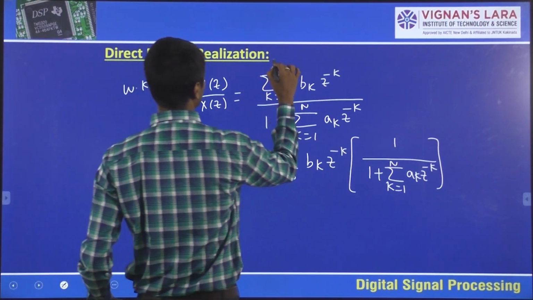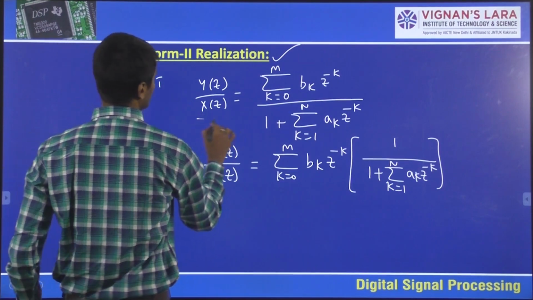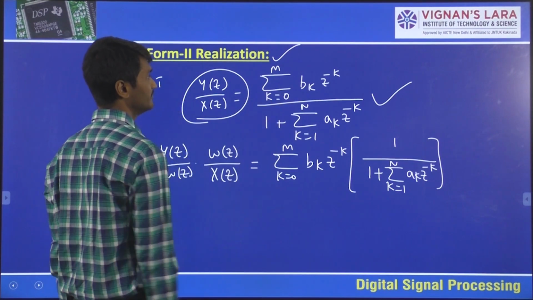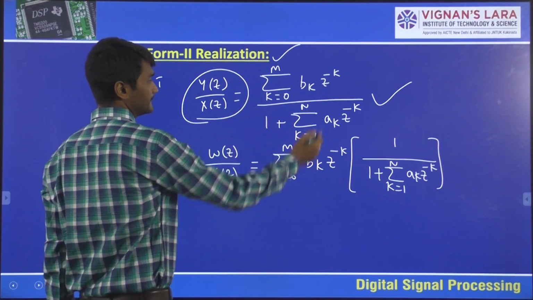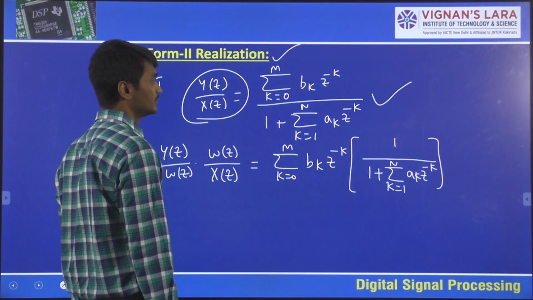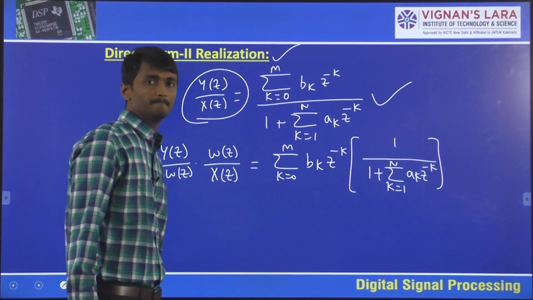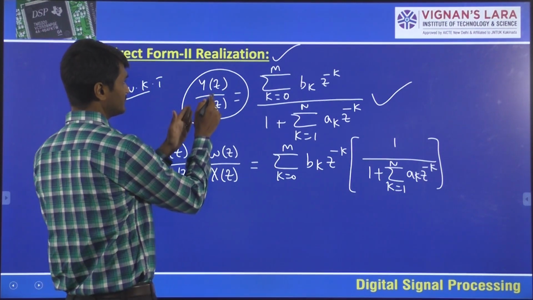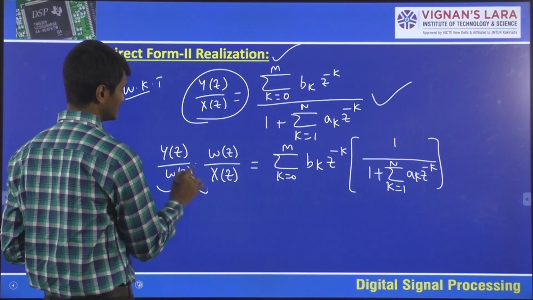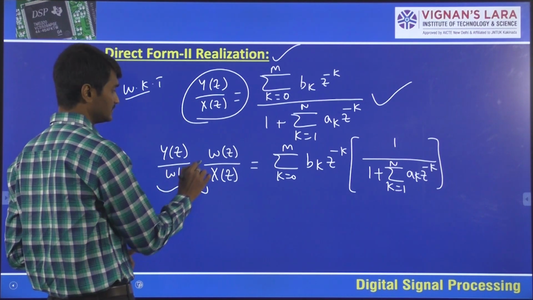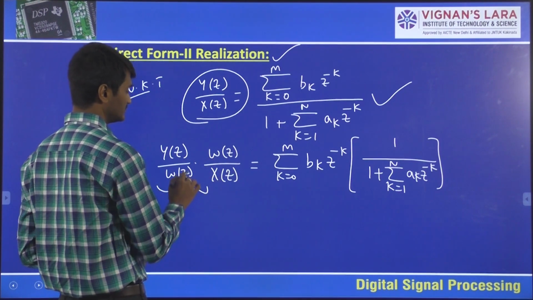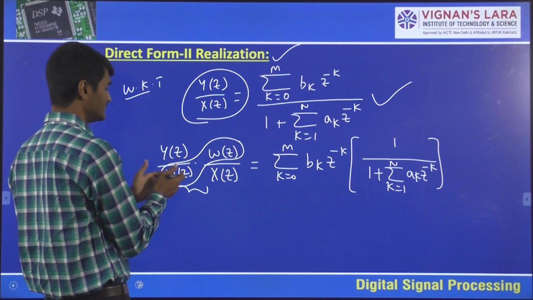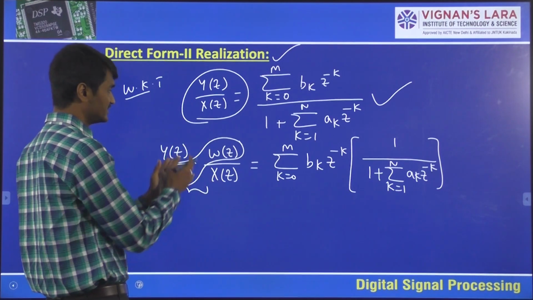Coming to the direct form 2 realization, we know already that Y of z by X of z equals sigma k equals 0 to m bk z power minus k by 1 plus sigma k equals 1 to n ak z power minus k. Now I am going to represent Y of z by X of z as Y of z by W of z into W of z by X of z. Just by including this there is no change.